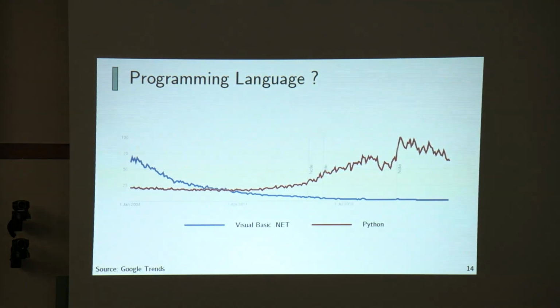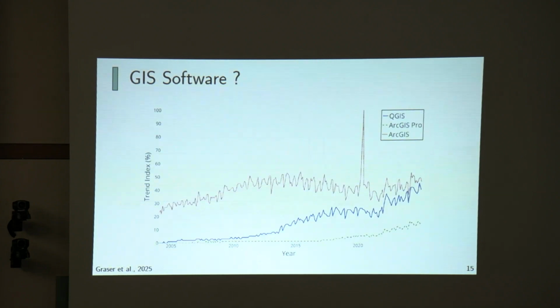So the first task to conduct when I started was, okay, is Visual Basic for .NET a good solution? Of course, the answer is no. And you can even see the language use; this is a Google Trends search from 2004 onwards. You see, even when this was developed in 2013, it was quite low compared to Python, which is on the rise. So that was the first clue not to use Visual Basic for .NET, but also what software should we use?